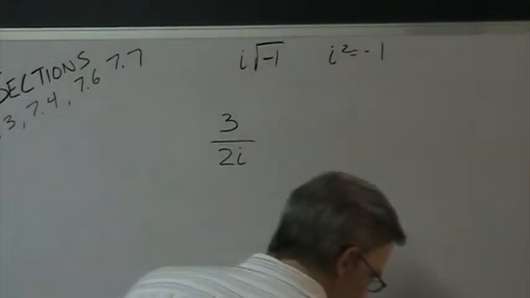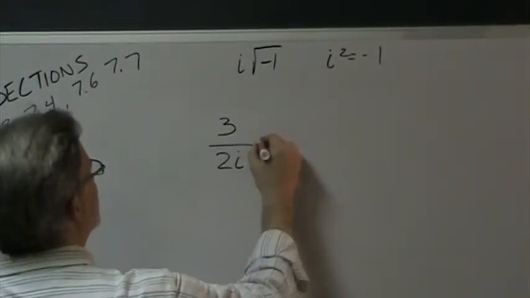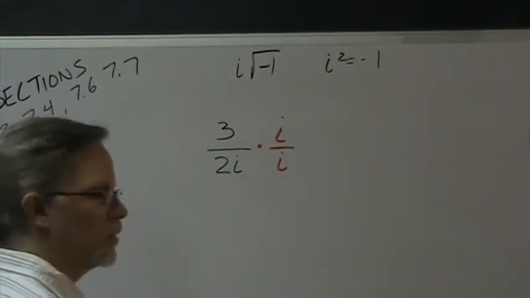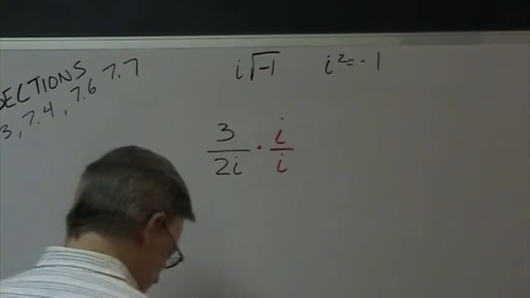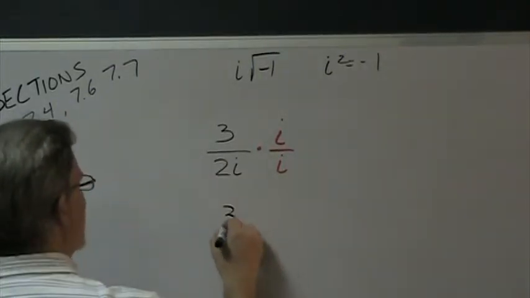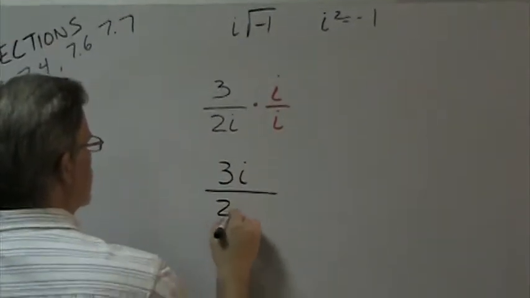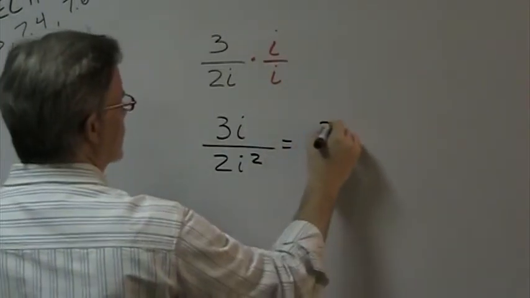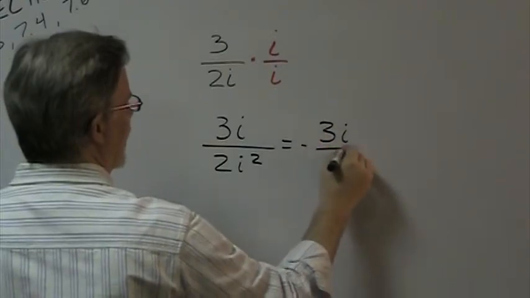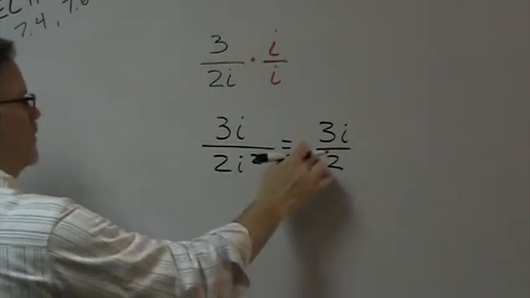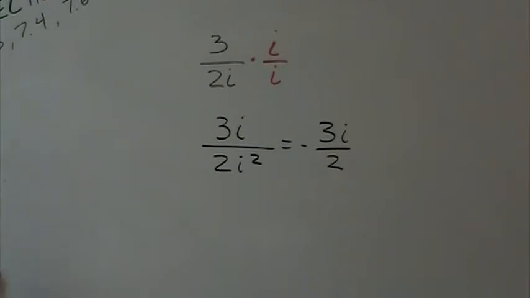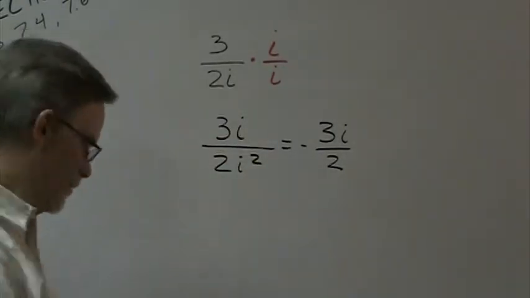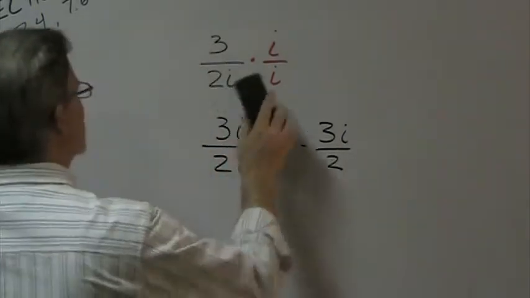That's simple to do. Let's just multiply top and bottom by i. We're going to multiply top and bottom by i. And so you're going to get 3i over 2i squared. And we know that i squared is negative 1. So now this becomes negative 3i over 2, because the i squared becomes negative. So now you've eliminated the i from the denominator. One last example. This is an easier one.